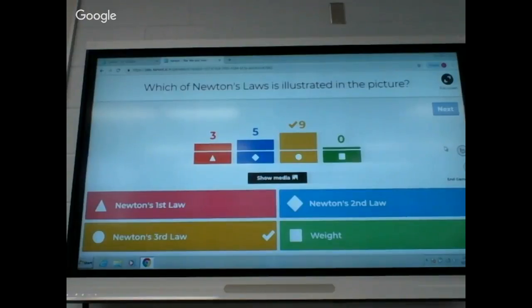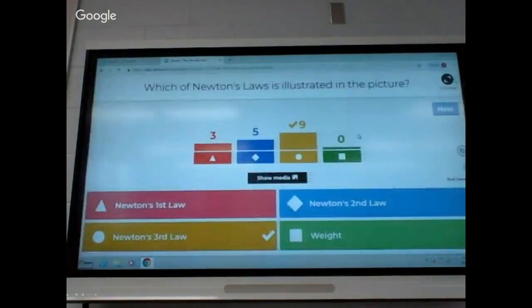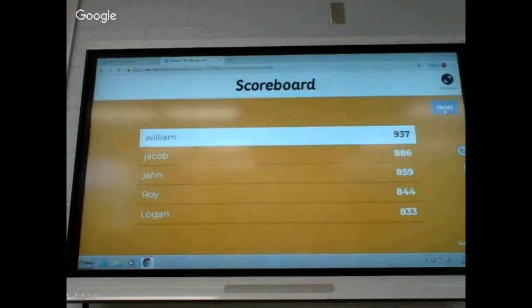Those of you who picked the third law have the right answer because what's the balloon doing? It's going one way and the air is doing what? Going the other way. That's an action-reaction. They're showing two different directions, opposites of one another, which is why that's the answer. Okay?